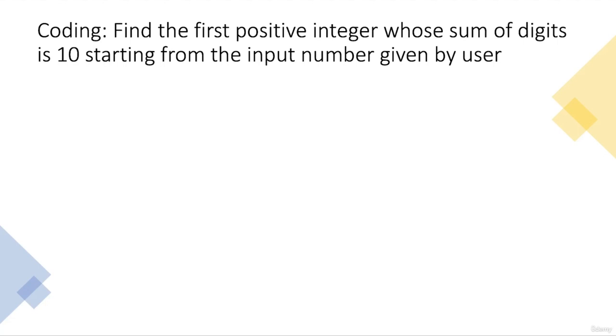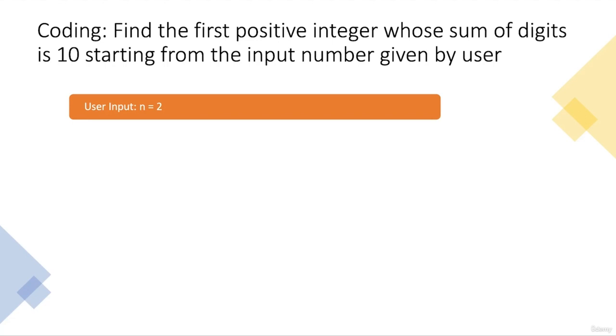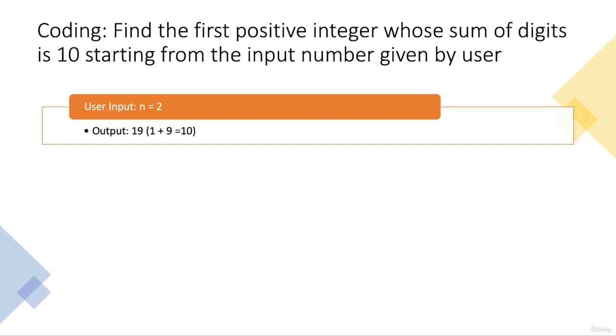by the user. Let me clarify one more time. If the user input is 2 to the program, let's say the user inputs 2 as an input, the program starts scanning from 2 and onwards, 3, 4, 5, 6, 7, 8, 9, 10, 11, and so on till it encounters the first number whose sum of the digits is 10. In this case, the first number that it encounters is 19. If you look at the number 19 and add the digits 1 plus 9, that is 10.